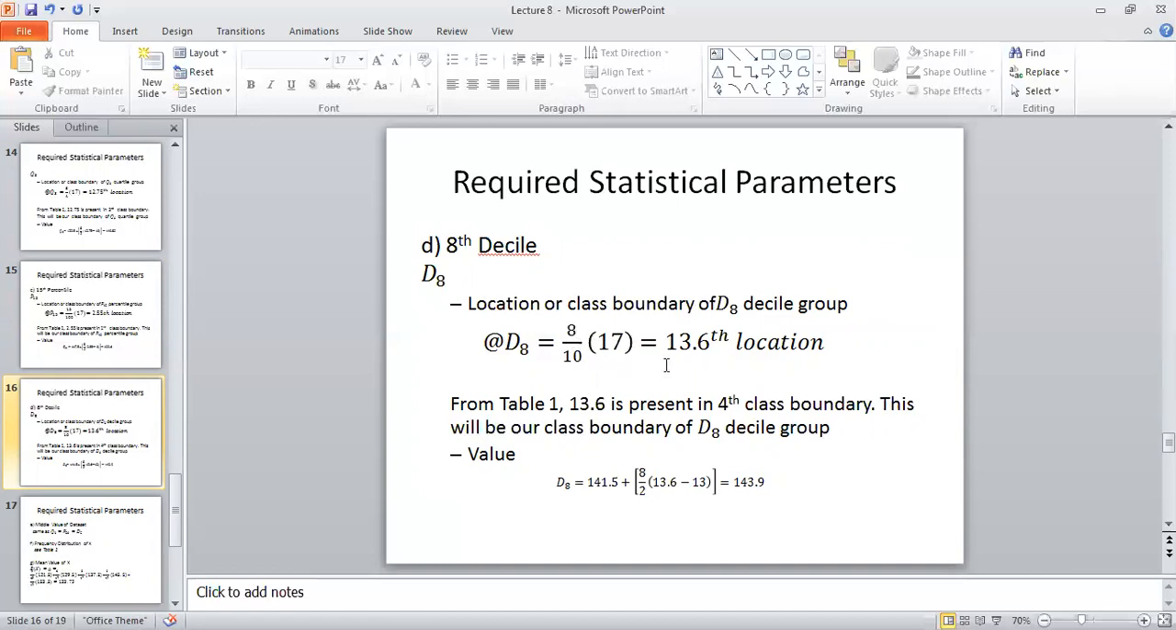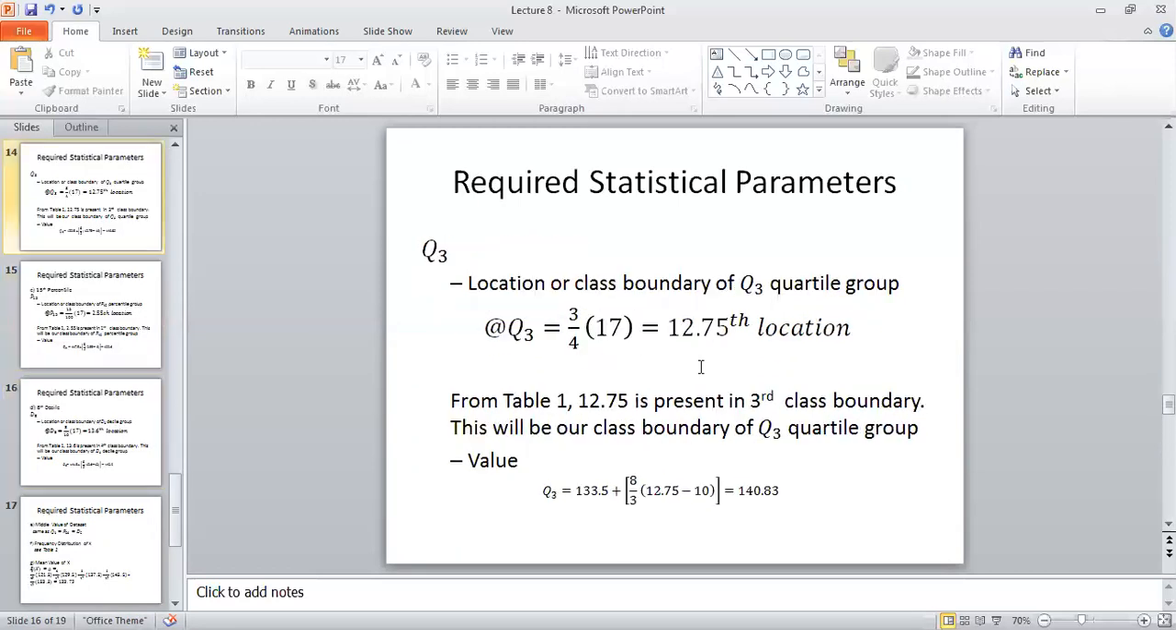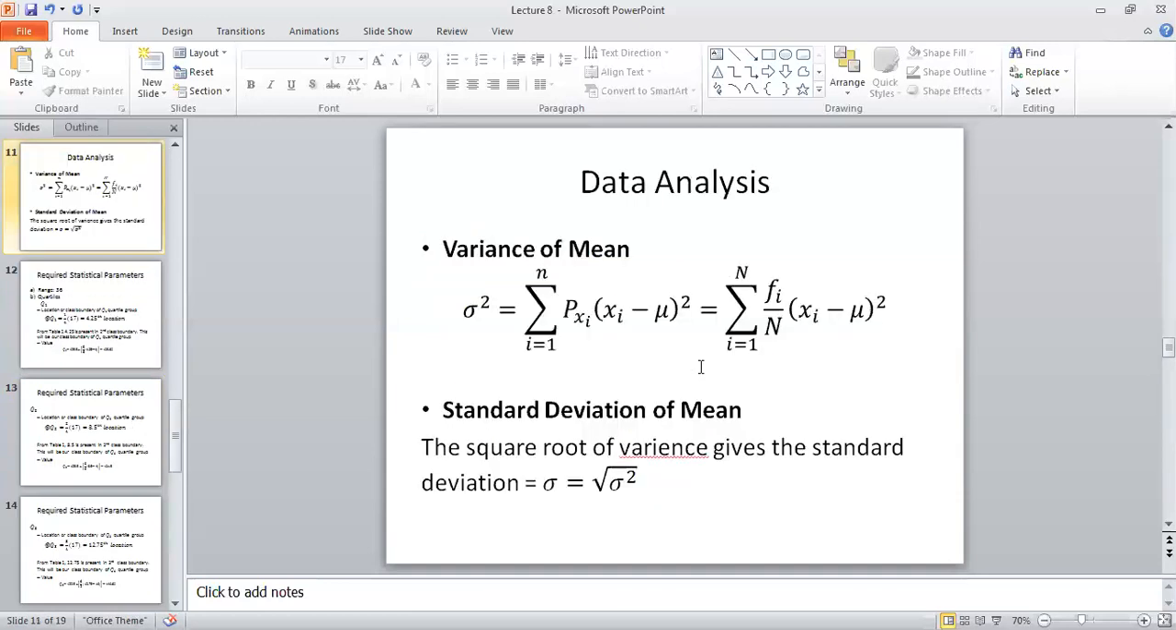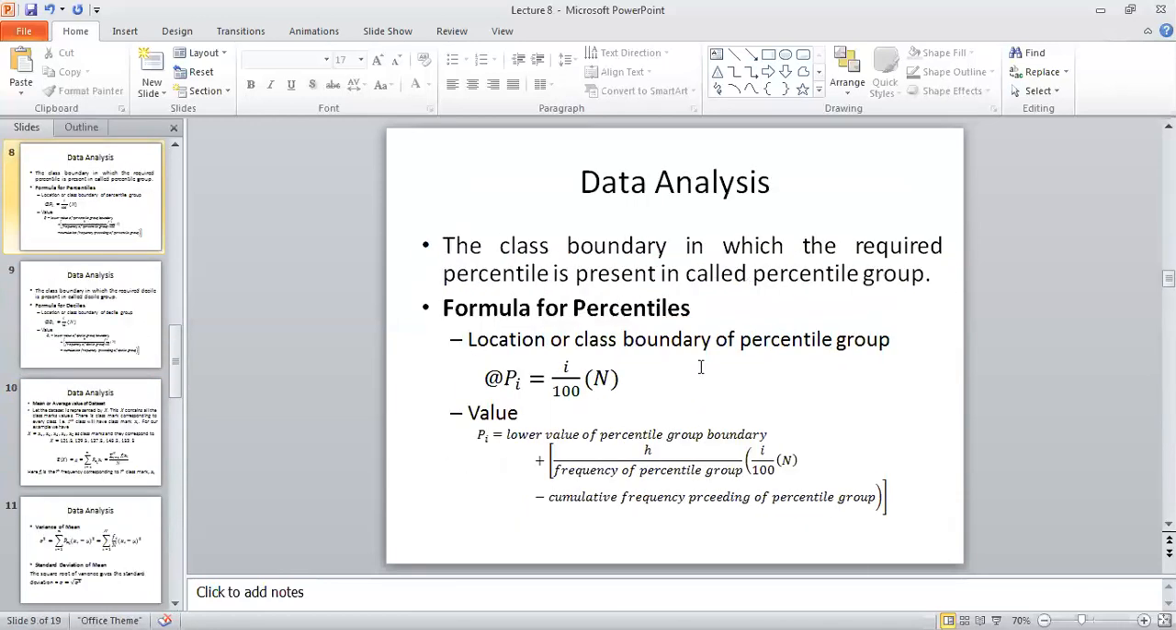And this factor comes out to be 13.6. So that means 13.6 is the location of our decile, and the group which will be containing this 13.6 location value will be called the decile group, the required decile group. So what is the required decile group? Let's see this thing.